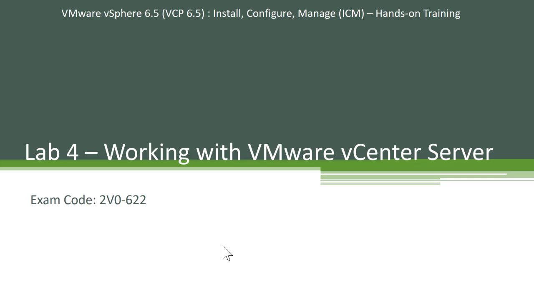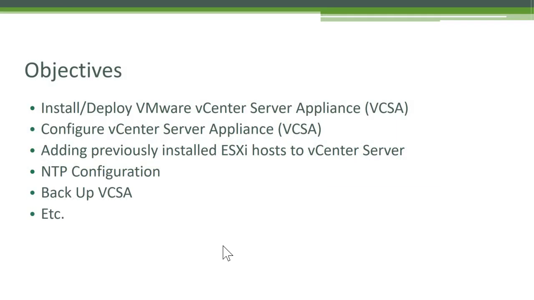This is the typical content, or the objective, for this lab. We'll deploy our first VCSA, which is VMware's vCenter Server Appliance. Instead of installing it on Windows, we will be making use of the VCSA. And then once the deployment is done, we'll configure our VCSA appliance.